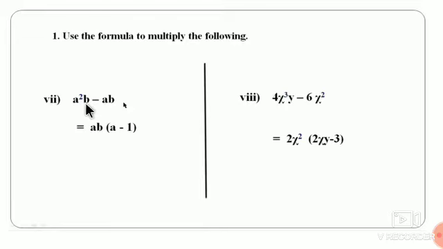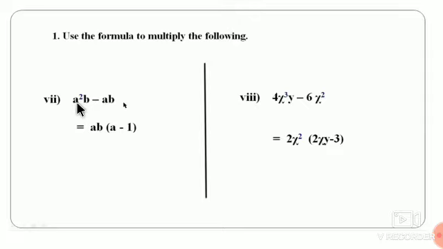Seventh example, a square b minus ab. In these two terms, square numbers are not given. A square is given but b is not a square number. A, b also squares are not given. In such cases, we have to find out only the common variables or common numbers. So from these two terms, we can find the common ab, because a is here and b is also in the other term. So take out ab as common.